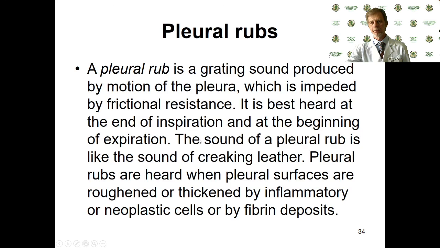And finally, pleural friction rubs. You know that we have visceral and parietal pleura. Usually these are two smooth layers, two smooth films lubricated with pleural fluid, and they just smoothly slide when we inhale and exhale. What is a pleural friction rub?